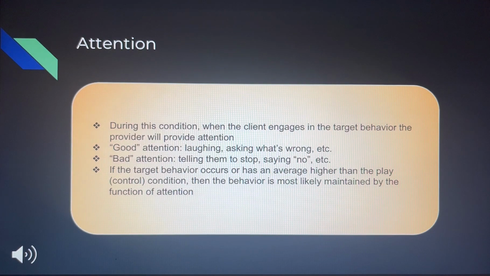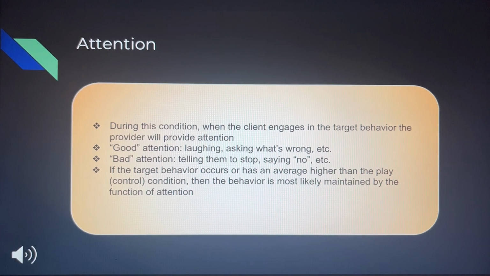Now the next function we'll go over is attention. And during this condition, when the client engages in the target behavior, the provider will give some form of attention. Now this can look like good attention, like laughing or asking the client what is wrong. And then there is bad attention, which is telling them to stop or saying no. If the target behavior occurs or has an average higher than the play control condition, then the behavior is most likely maintained by the function of attention.